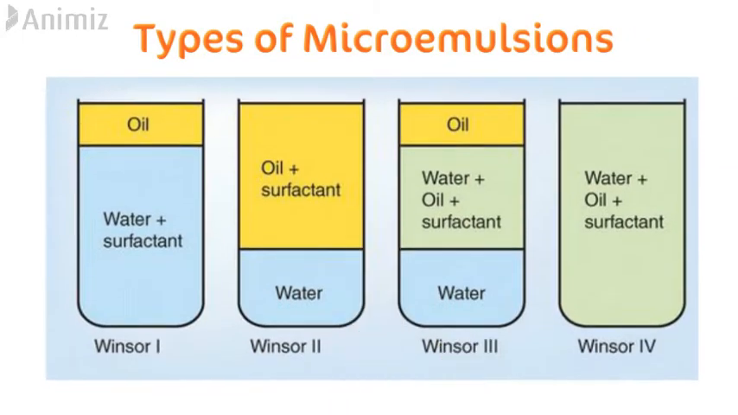Let's see what are different types of microemulsions. So there are basically four types of microemulsions. Windsor 1 or oil in water type emulsion. In this there are two phases, one is oil phase and second is water and surfactant phase. Windsor 2, which is water in oil type emulsion, which is also having two phases, one is water phase and second is oil and surfactant phase.